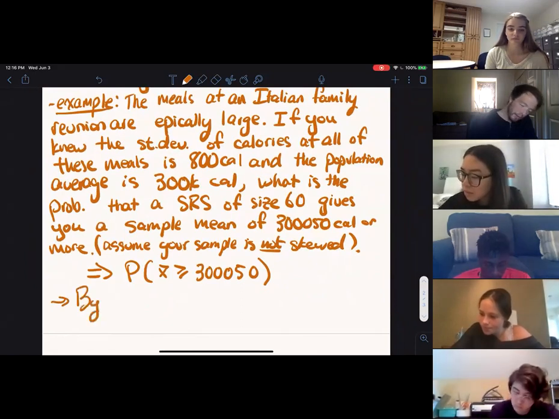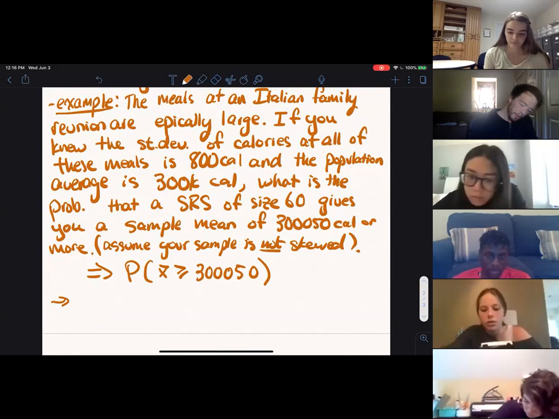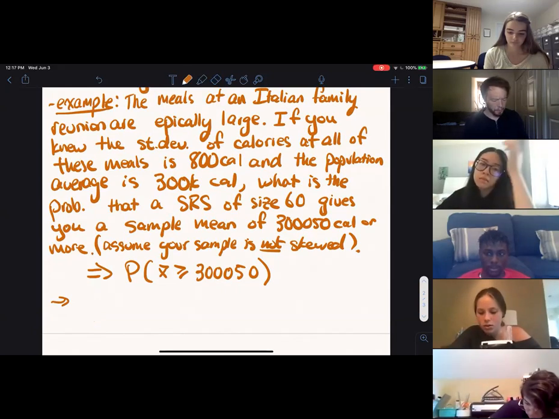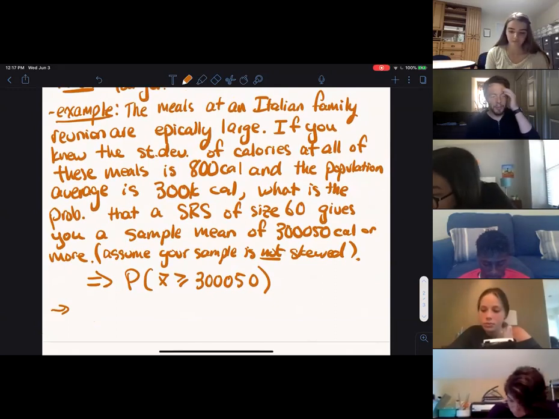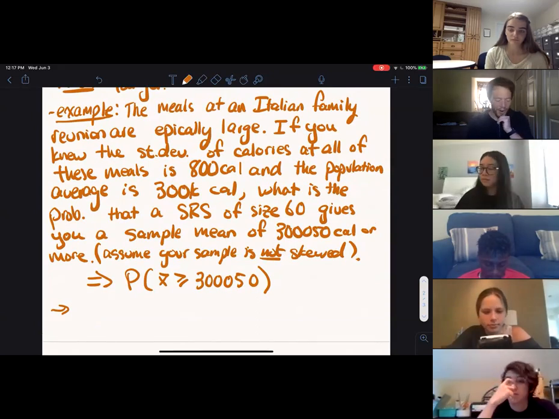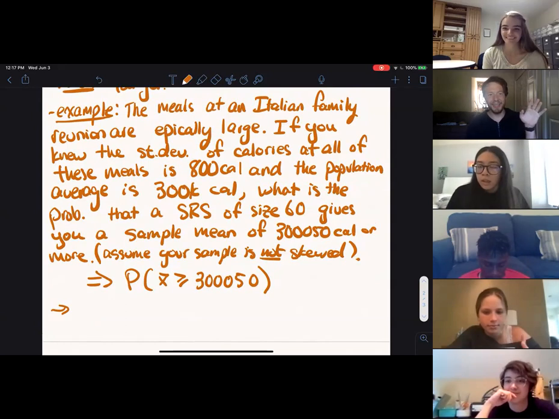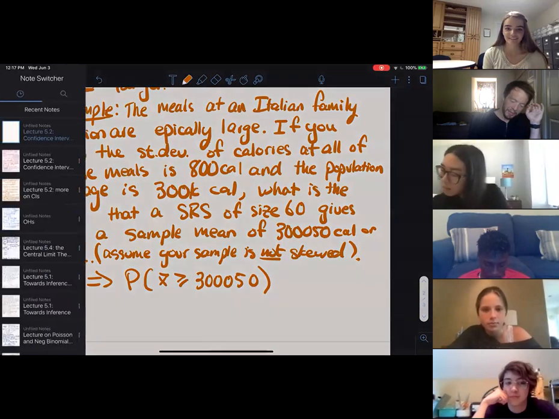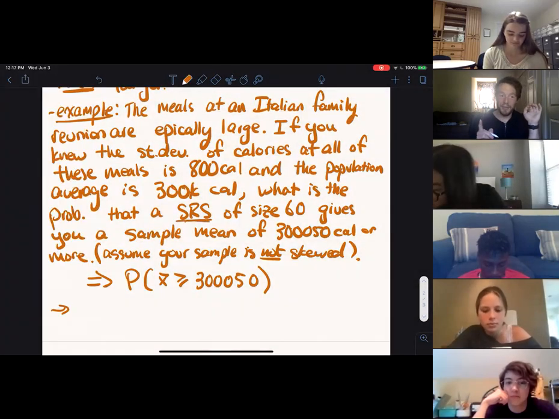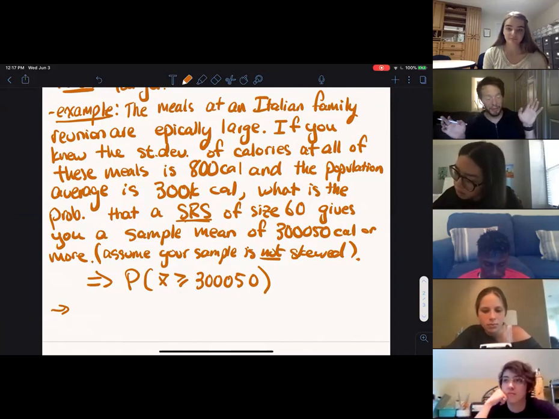So let's first see if we can use the central limit theorem. What are our conditions? We need our sample of size 60 to be less than or equal to 10% of the total population. I think it's a pretty safe bet that there are a lot more than 60 big Italian meals happening in the world. So condition 1 is pretty well met. Condition 1 is further met because we took a simple random sample, so these values are independent. We randomly sampled and it was the correct proportion of the total population.